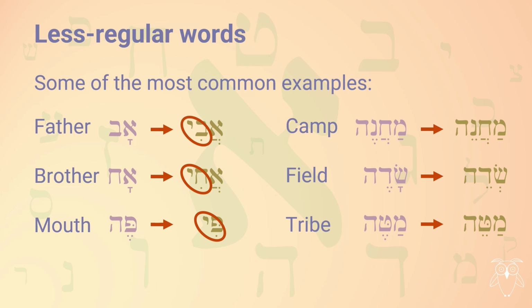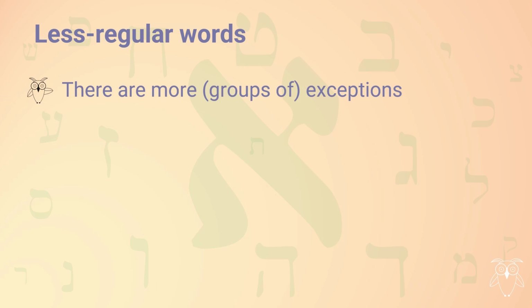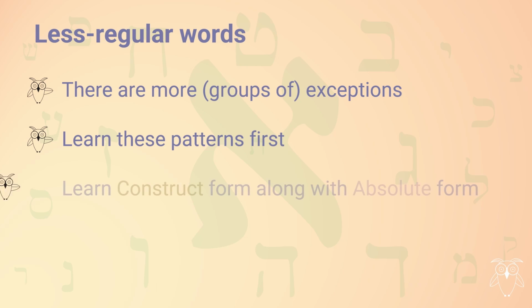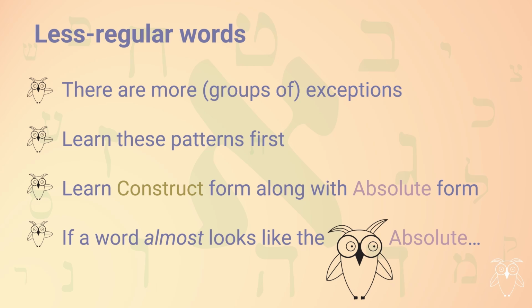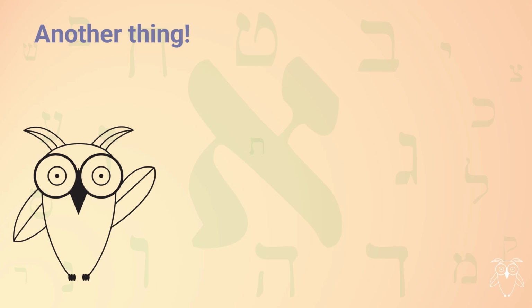There are some more exceptions and groups of exceptions, but here is my advice for now. Learn these basic patterns first, and for some other exceptional cases, learn them along the absolute form. Or, when you are reading Hebrew and a word almost looks like the one you learned, ask yourself if this could be a construct noun. Most dictionaries and vocab lists will include the construct form if it is not regular, by the way, so that is another way to learn or to verify.